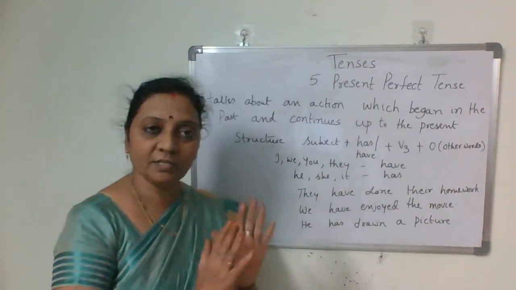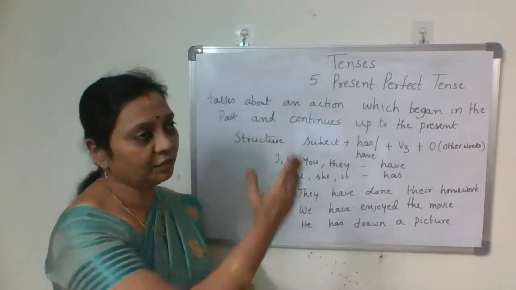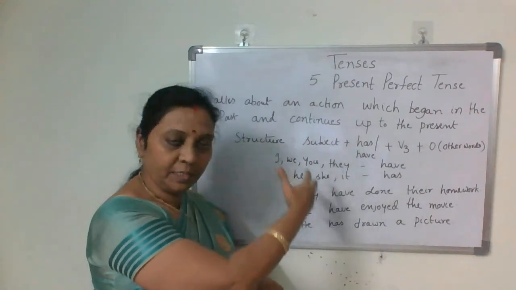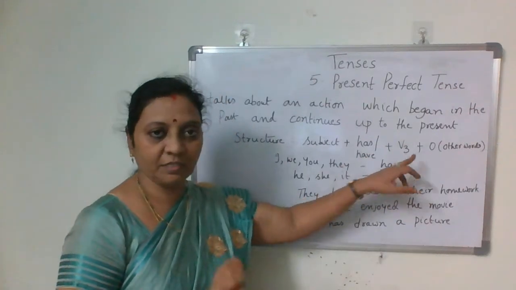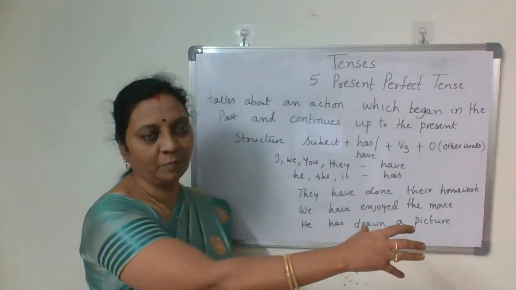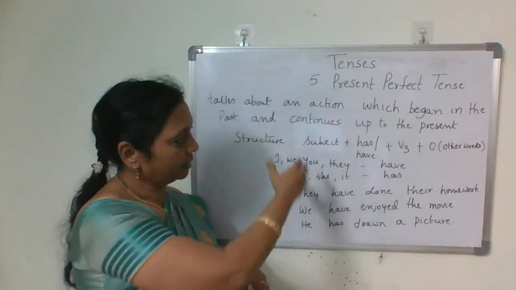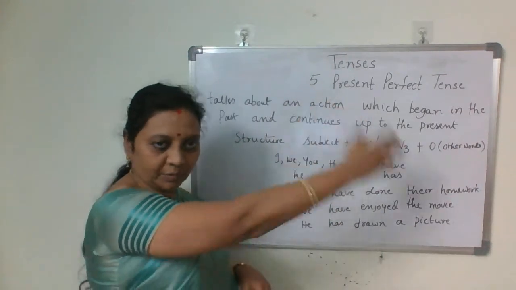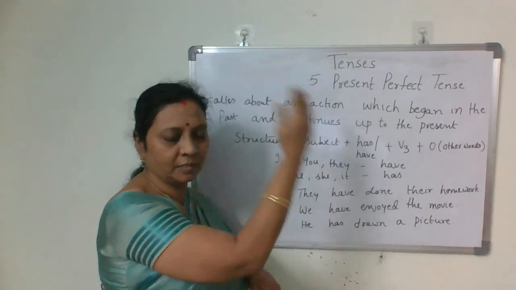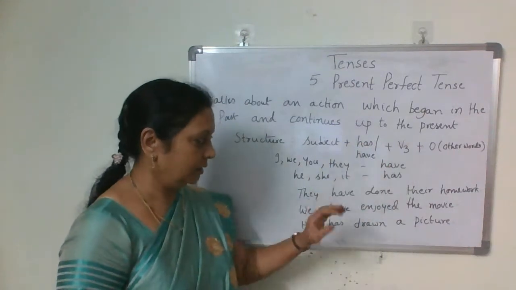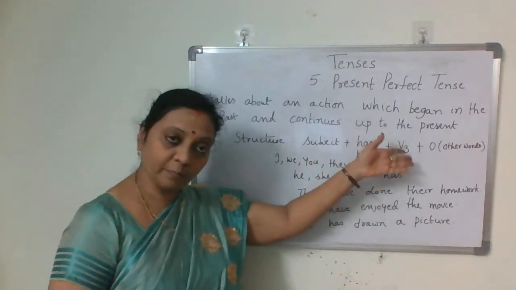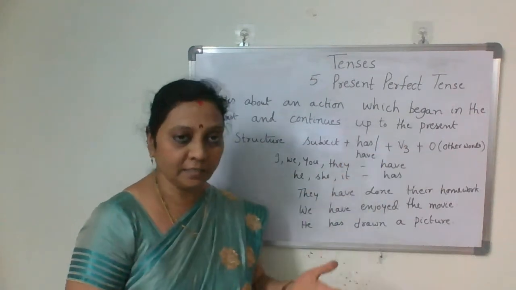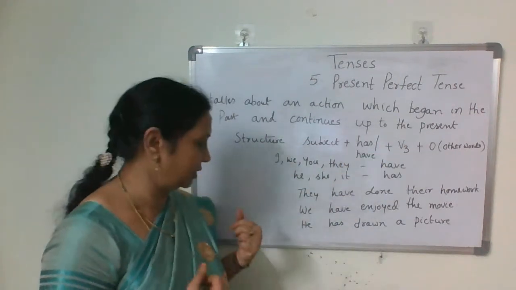After that, V3 is common. What is V3? V1, V2, V3 means present, past and past participle. This V3 is nothing but the third form of the verb, isn't it? In the conjugation of the verb, third form, present, past and past participle. So this is the structure. Subject plus has or have plus V3 plus any other object or any other words.